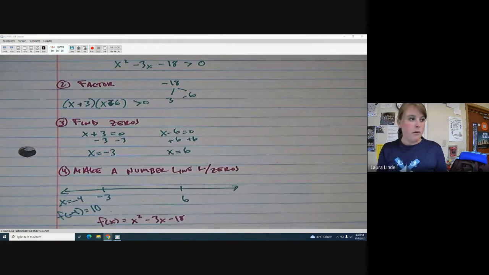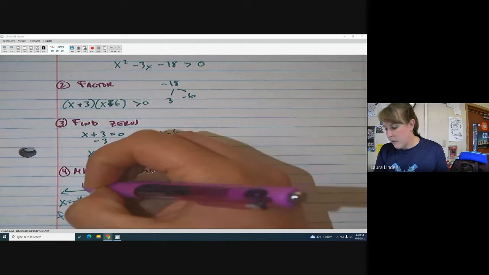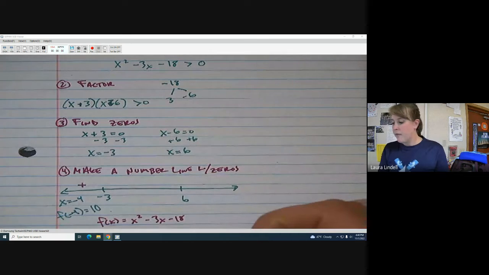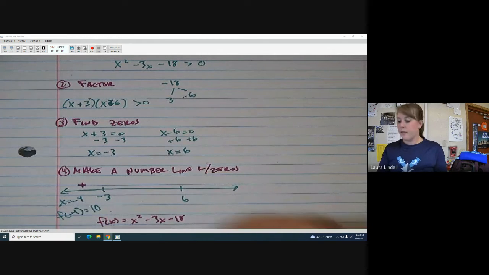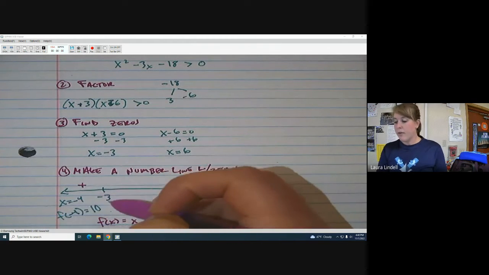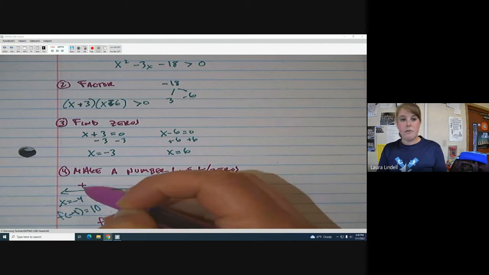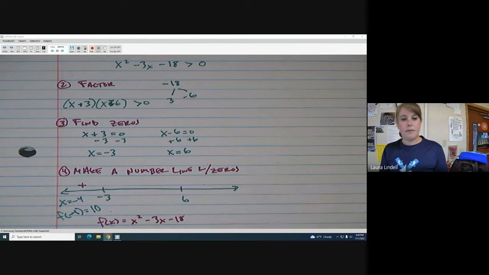So the important part about that is if it's a positive or a negative number. In this case, 10 is positive. It's greater than 0. So we want to make a note of that. The things that we plug in when they're less than -3 are going to be positive function values.